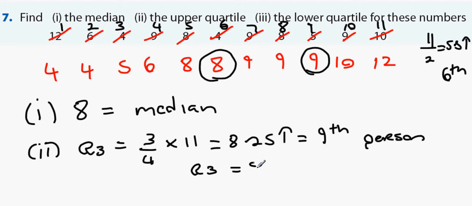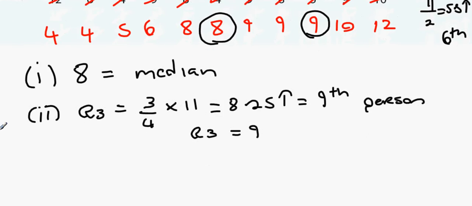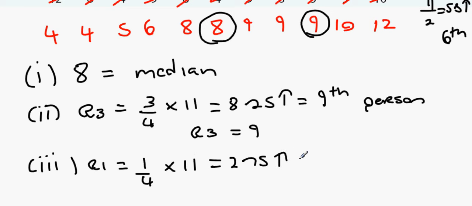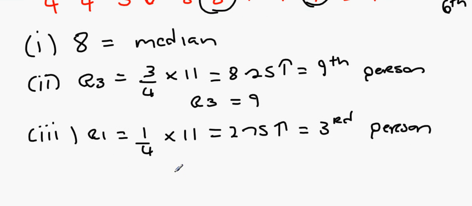The next thing we've got to do is find out what Q1 is, which is the first quartile. Q1 is 1/4 of 11, or 11 divided by 4. Divide 11 by 4, you get 2.75. Round 2.75 upwards to the third person. So all you have to do is find out where the third person is on this list. You go upwards again, and you realize it's the number 5. So Q1, which is the first quartile, equals 5.